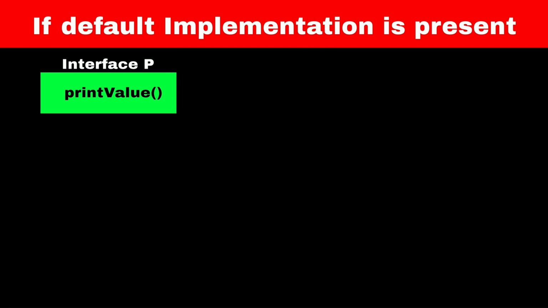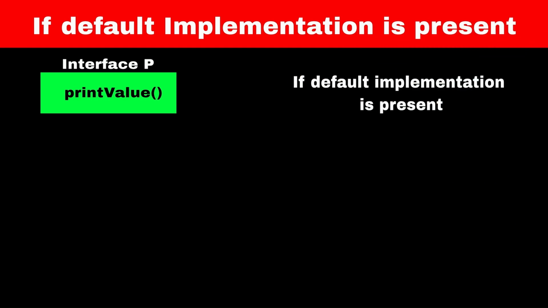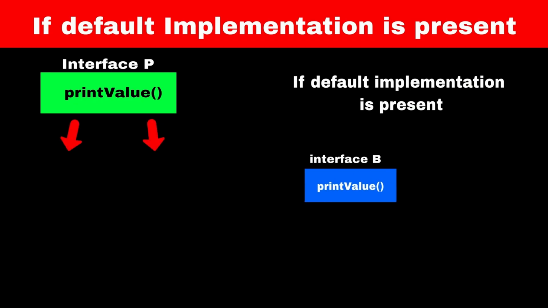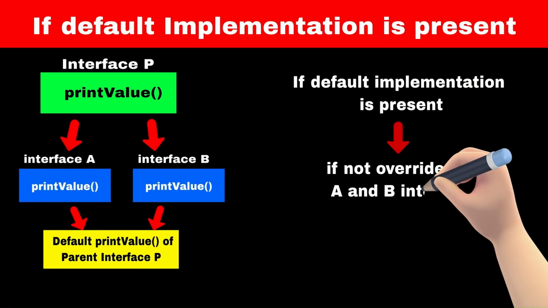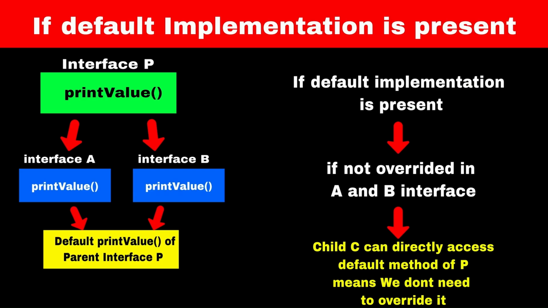Another scenario is if default implementation of this method is present in parent interface P and it is not overridden in child interface A and B, then class C can directly access this default method from the parent interface P. C doesn't need to override this print value method. But if the default implementation of this method is already present in both the parent interface, then we have to override this method in child class. In this way, Java solves the deadly diamond problem of multiple inheritance with the help of interface.